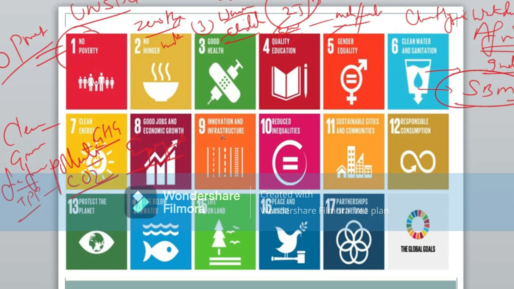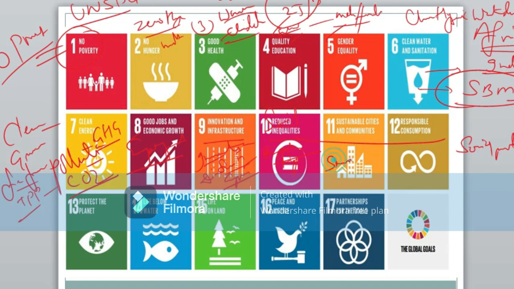Ninth is innovation and infrastructure, which means innovative measures for development, inventions, and making discoveries. So inventions are to be made through scientific approaches and engineering turnout. Tenth is reduced inequality. So it is to be reduced in terms of different social parameters. Inequalities in social parameters should be reduced. 11th is sustainable cities and communities.